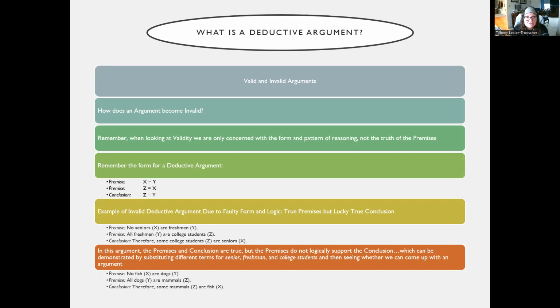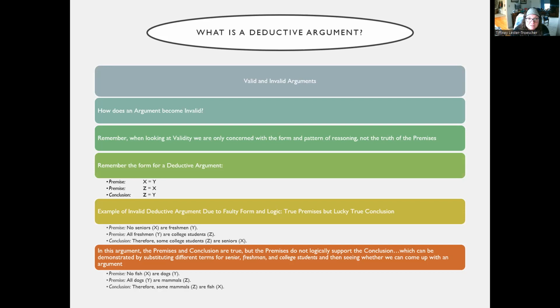and substitute the terms. So what we have here is: no seniors, X, are freshmen, Y. All freshmen, Y, are college students, Z. Therefore, some college students, Z, are seniors, X. So we have X equals Y, and again, Y equals Z. Therefore, Z equals X. The form is off, but it would be really easy for us to think that this is a valid argument because some college students are seniors.